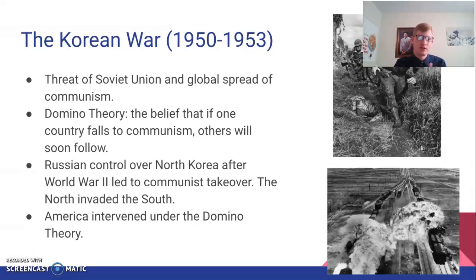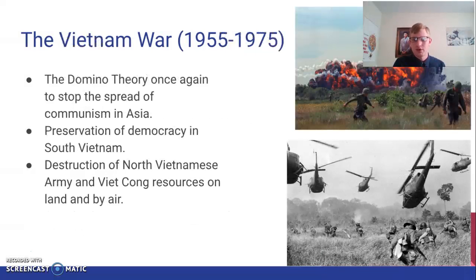So the North decided to invade the South to institute it as a part of its communist nation. However, America decided to intervene under that domino theory to stop that spread and preserve democratic ideals in South Korea. Now, of course, this is very, very similar to the Vietnam War, as we saw that the North was communist in the Korean conflict and the South was democratic. It's the very same thing in the Vietnam War. So the domino theory, once again, to stop the spread of communism in Asia was America's major aim.